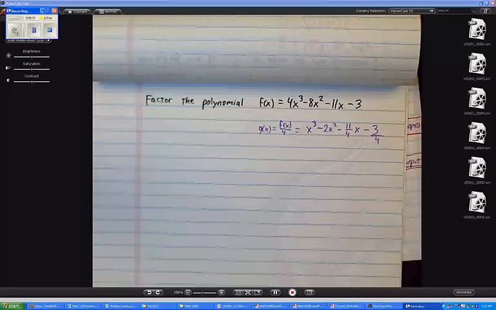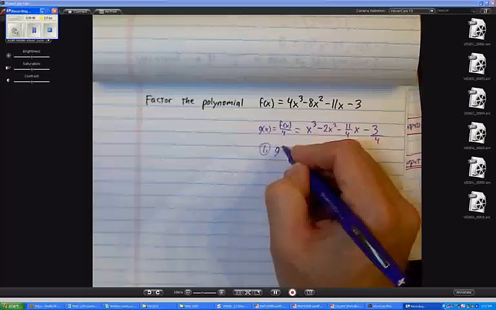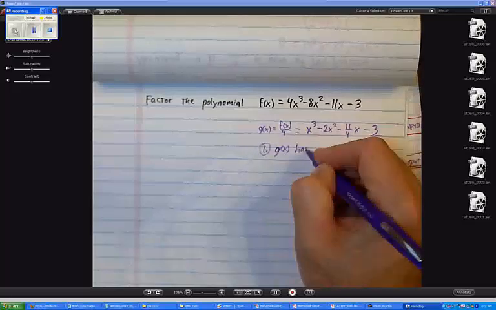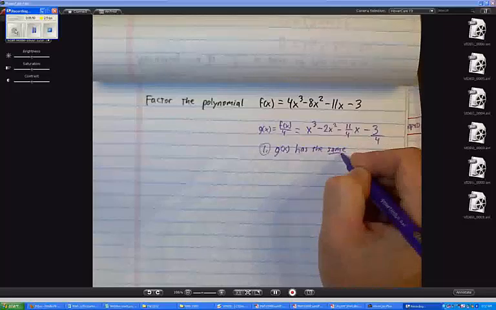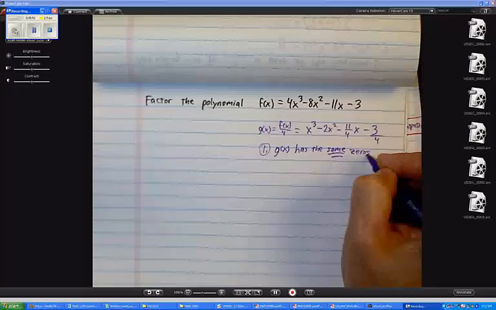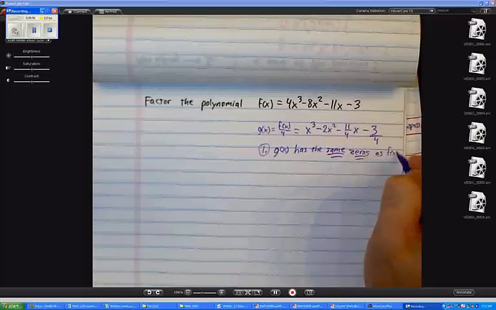Okay? Now if I did that, I'm going to say two things about it. Number one, g of x has the same zeros as f. Do you agree with me on that?